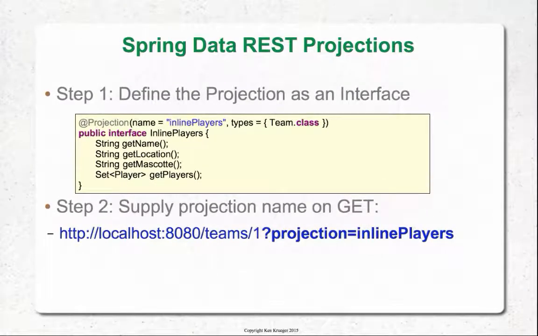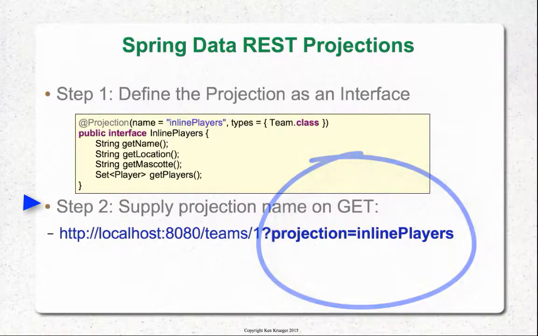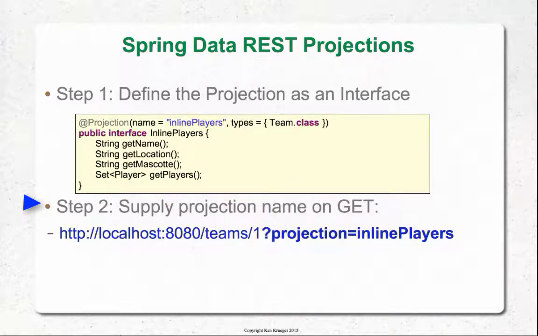Now, if you want the framework to always return the data in this form, you would need to do something that I don't have here. You would need to describe this interface to the repository using the @RepositoryRestResource annotation. But if not, like we're going to do here, all you need to do is provide the name of the projection as an optional parameter on a GET request. And that's it. From this point on, if you supply the projection equals inlinePlayers parameter, the framework will render the players as part of the team. And when you leave this parameter out, you will get default HATEOAS behavior of link generation.